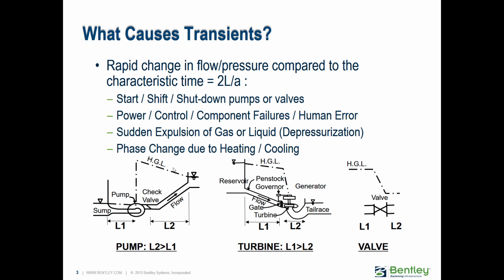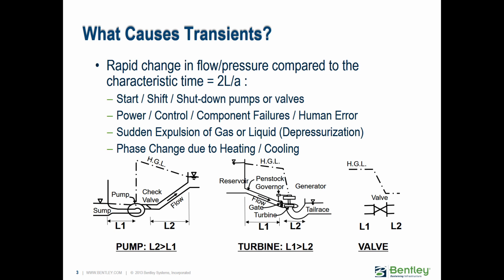The wave speed is basically the velocity of that pressure wave, which can be different for different types of pipe material. So some things that can cause transients, again, valve closures, but starting, shifting, or shutting down of pumps. Also, if you have some kind of component failure or human error, like maybe a valve was closed too quickly by a hydrant operator or something like that. Also, there's some other things that can happen, such as sudden expulsion of gas or liquid. So if a pipe bursts, for example, that can cause a transient. You have a sudden increase in flow.